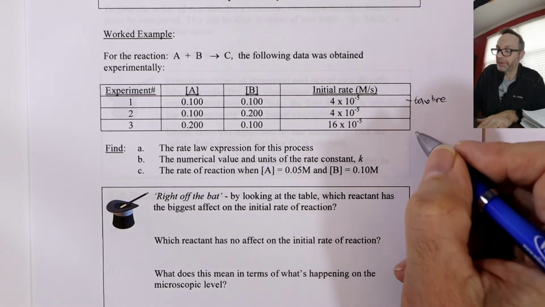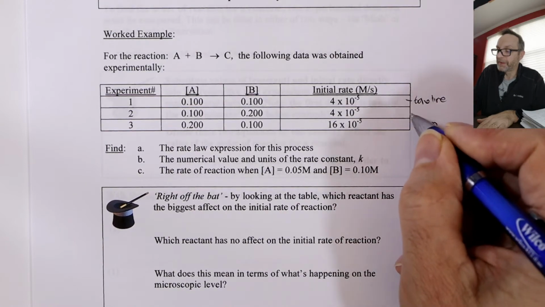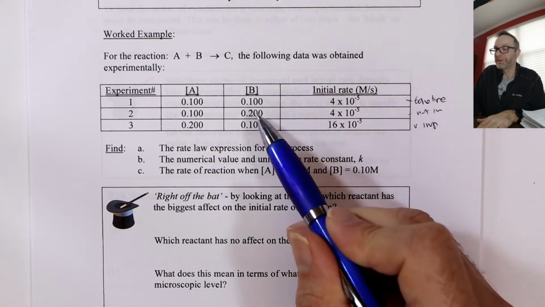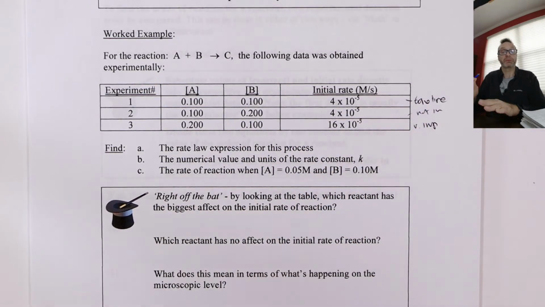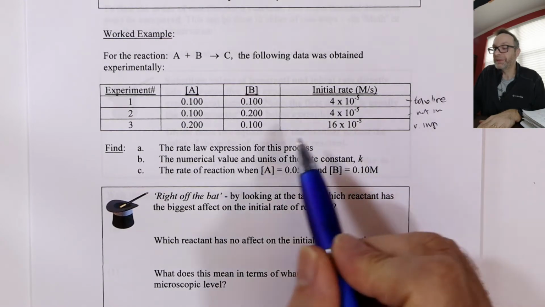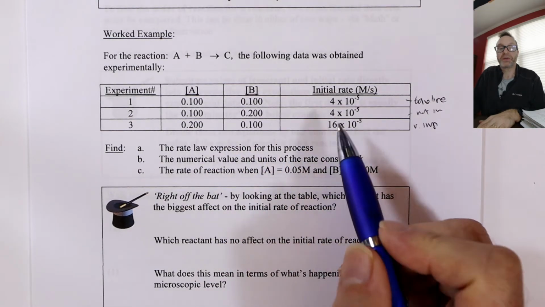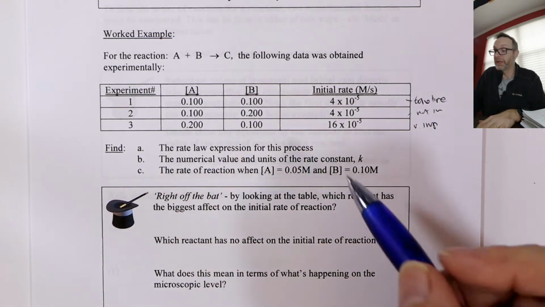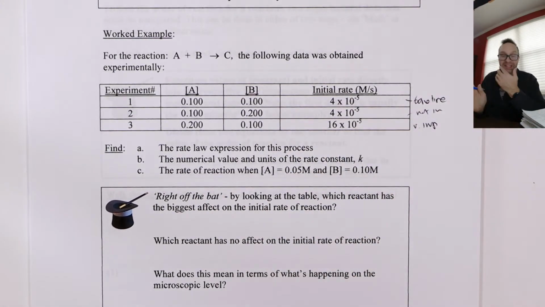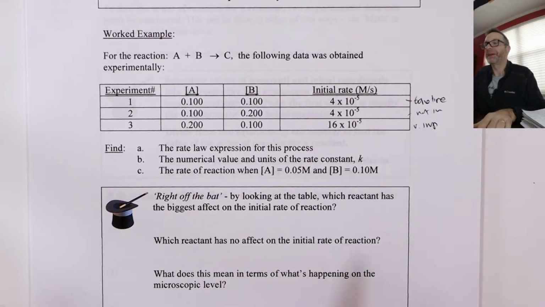So that's very important. The rate didn't change when we doubled B, so it's not important. That's actually going to be 0 order. And this one, we doubled it and it went up by a factor of 4. 2 squared is 4. So that's actually going to be second order, as we'll see. Now that's a lot to digest, and you'll pick up where we're going as we go through.